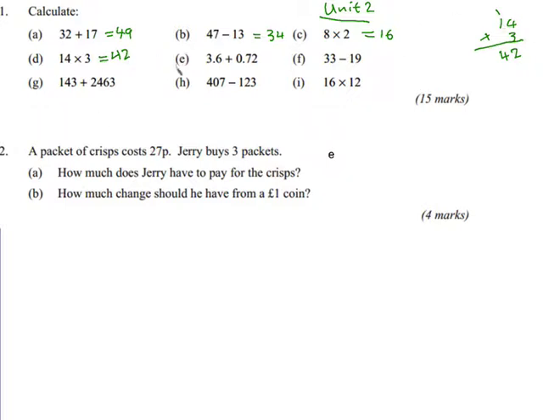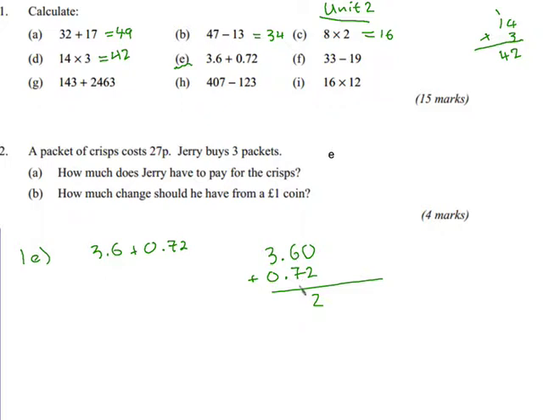So question 1E, remember we need to do 3.6 plus 0.72. So we've got 3.6, 0.72, and we're adding these two. Remember, decimal points need to be underneath each other. 0 plus nothing plus 2, or 0 plus 2 is 2. We can put a 0 here as a placeholder.